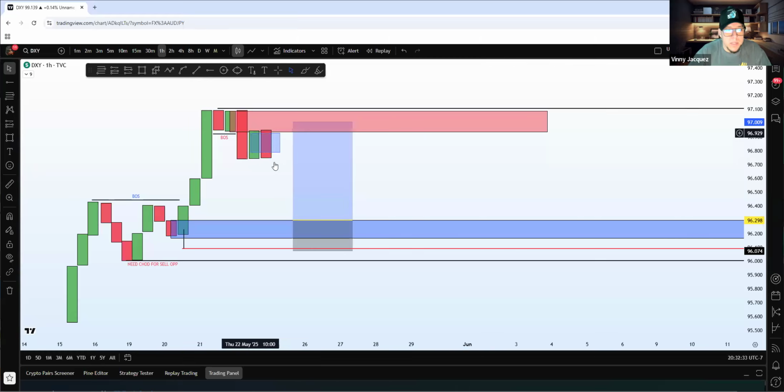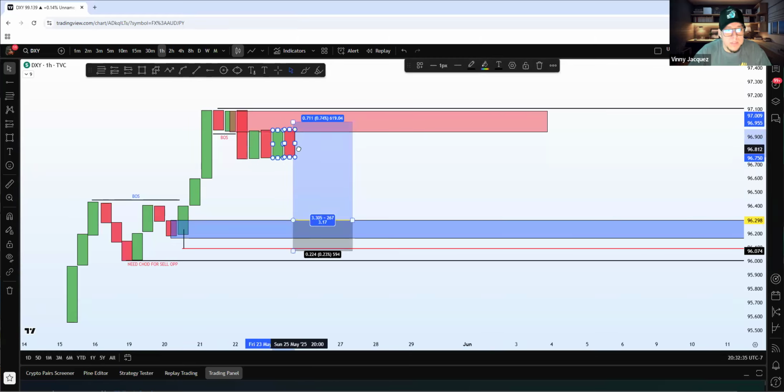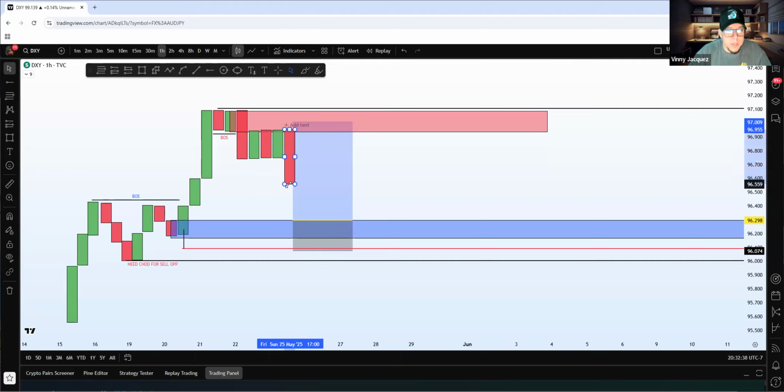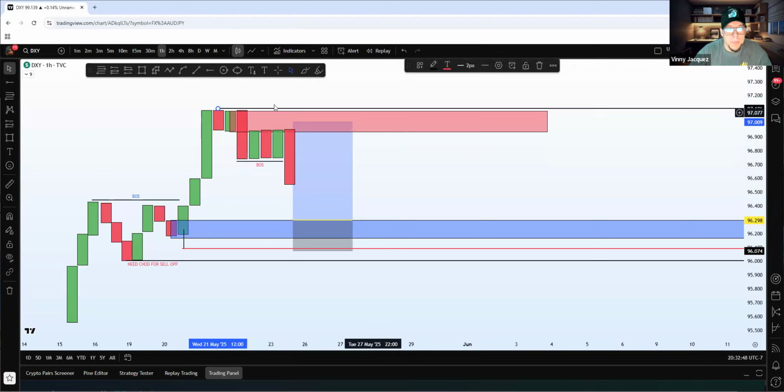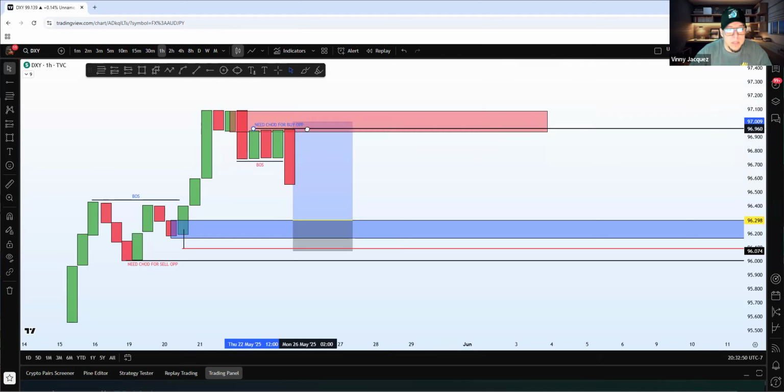Then we start to consolidate, right? You never know what the market's going to give you. And then we get another breaker structure to the downside. Let's just continue to stay fresh. This is my BOS. This is my change of character line.